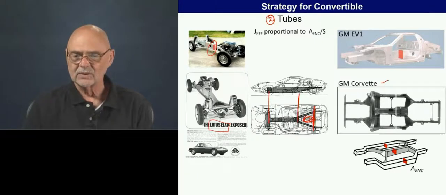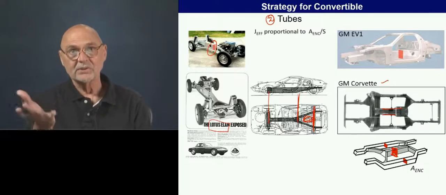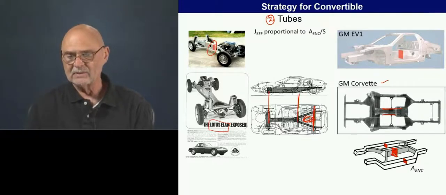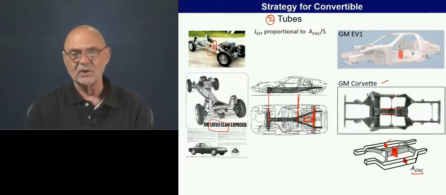Here's an earlier version of the Corvette. The tunnel structure is actually closed out. The driveshaft goes through the tunnel, but there's a plate on the bottom, so this becomes a closed-out member. And then the rockers are very large with a large area, so it's kind of like the sum of the areas enclosed.